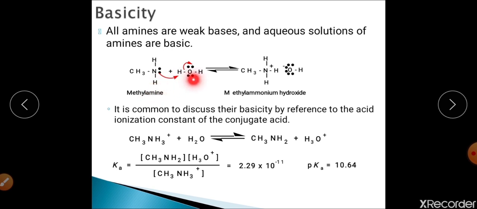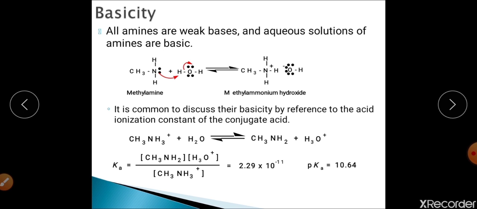This is the equation: this is methylamine, and when methylamine reacts with water, it will form methyl ammonium hydroxide. It forms this kind of compound in which it is particularly forming the ammonium ion, and because of this it becomes basic in nature, because it now has a free OH negative ion which accounts for its basicity.